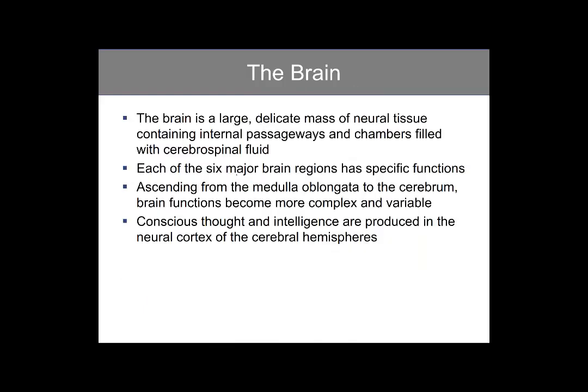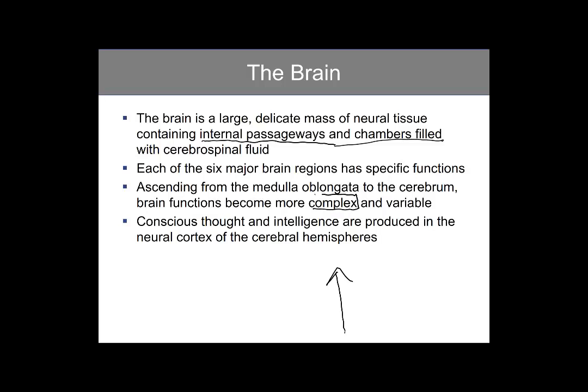Overall, the brain is a very large, delicate mass of neural tissue. It contains a number of internal passageways and chambers that are filled with fluid, namely cerebrospinal fluid. There are 6 major brain regions, each region having specific functions. And as we ascend from the spinal cord through the medulla up to the cerebrum, we find that the brain functions become more complex.